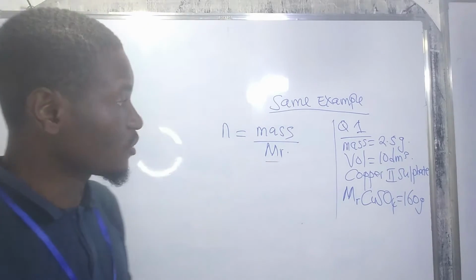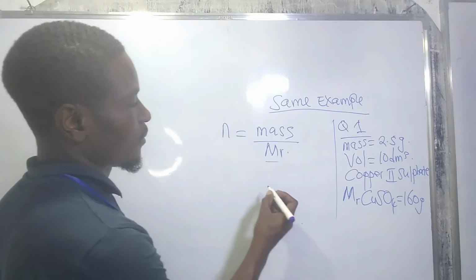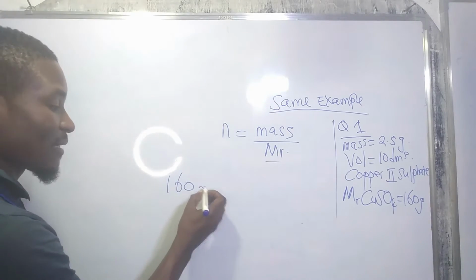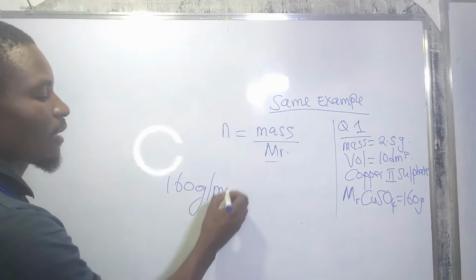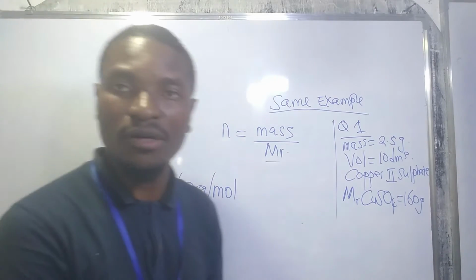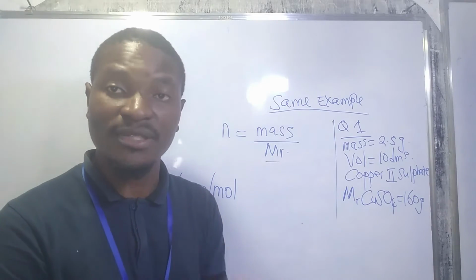Now from there, what you do is, this number that you've gotten, you say 160 grams per mole. The reason why I'm saying per mole is because we are just using 1 unit of the copper 2 sulfate.